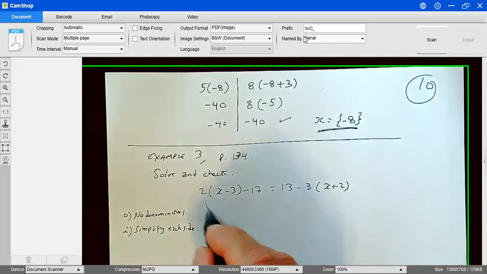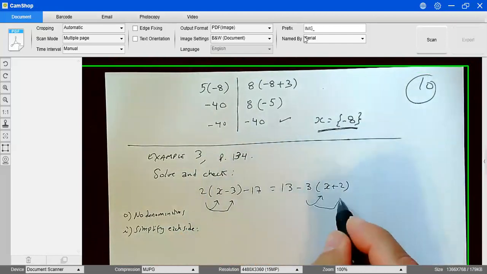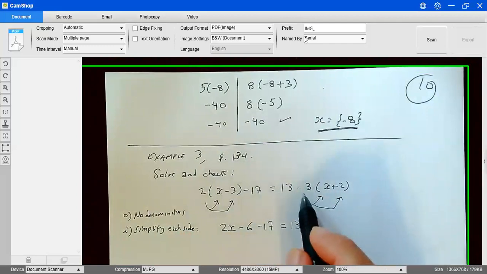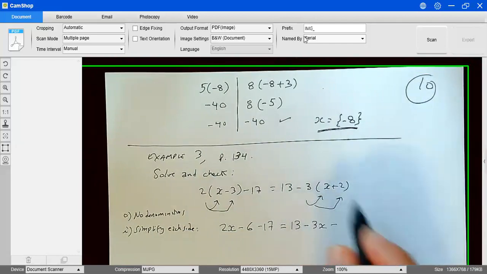So we're going to apply the distributive property here and here. So we have 2 times x is going to be 2x. 2 times -3 is going to be -6. And then I have -17 equals 13. And now -3 times x is -3x. Negative times positive is negative. 3 times 2 is going to be 6.